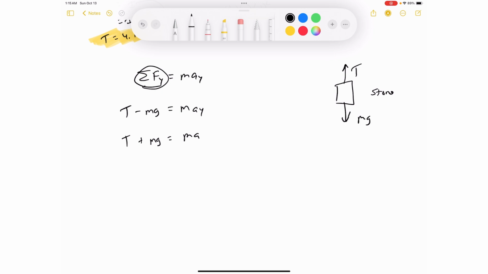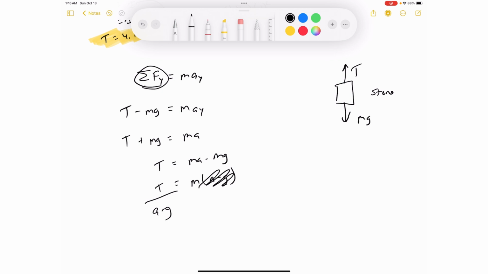Okay, and so now what I'm trying to look for is mass. So what I can do is move the mg over, so I can say T equals ma minus mg. Then I can pull the m out: a minus g. Then I can say T over a minus g equals m. Okay, that looks pretty good.